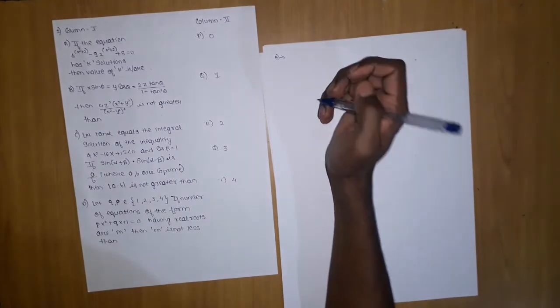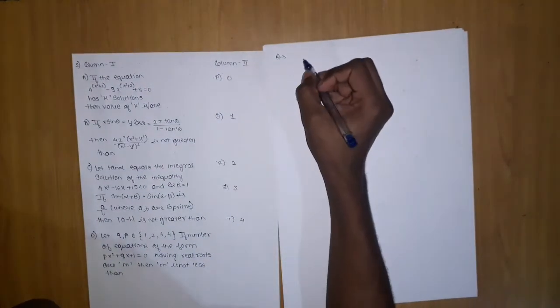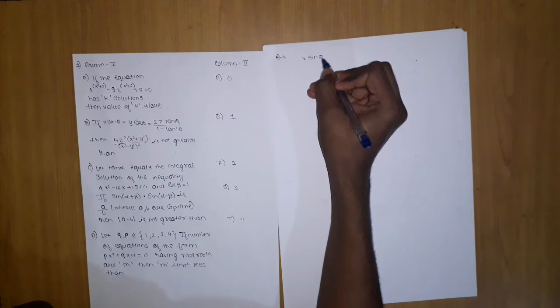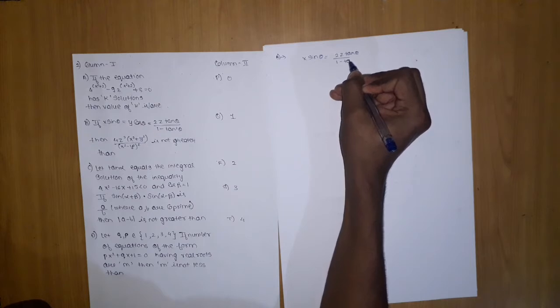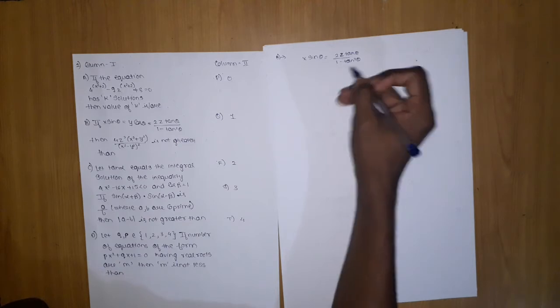B has given: if x sin theta equals y cos theta equals 2z tan theta upon 1 minus tan square theta, then 4z square into ((x square plus y square) upon (x square minus y square)) the whole square is not greater than what value? So how can we proceed? Let's equate x sin theta with 2z tan theta upon 1 minus tan square theta. If I write tan theta as sin theta upon cos theta, what will I get?